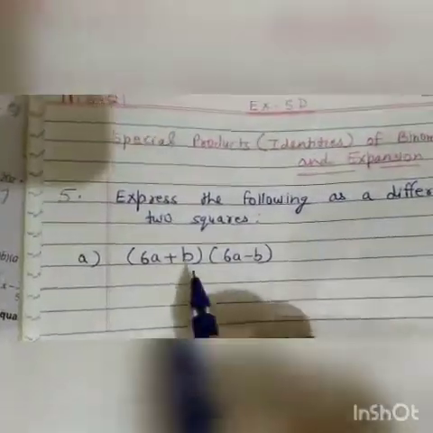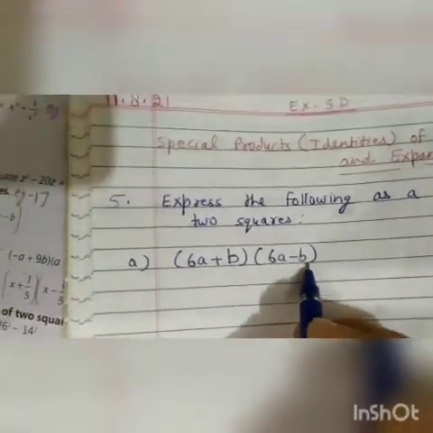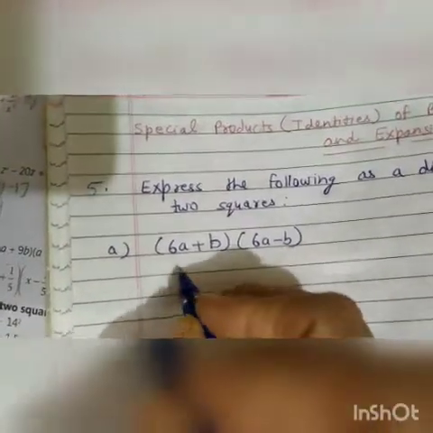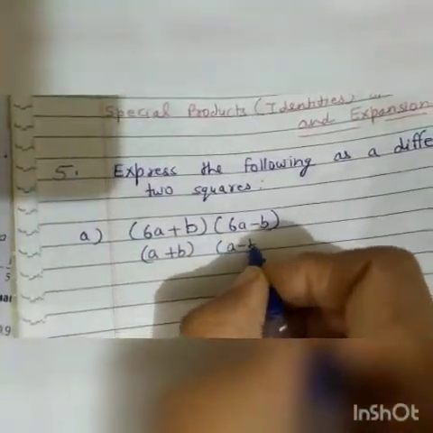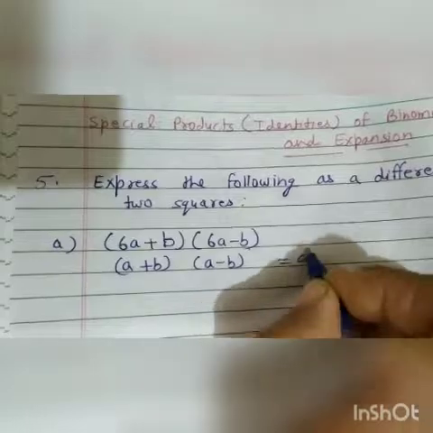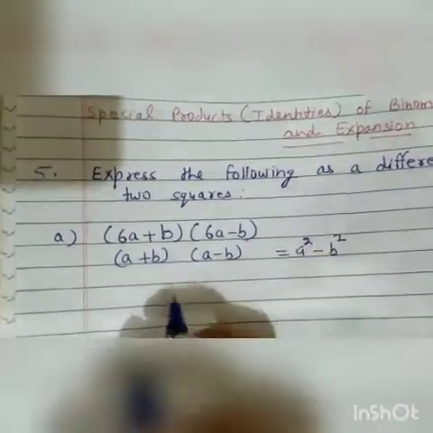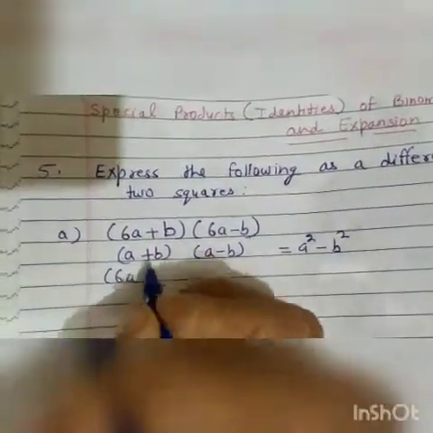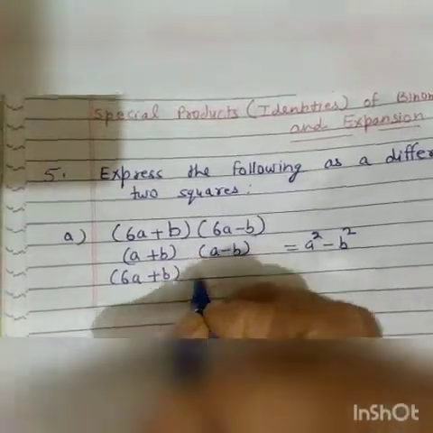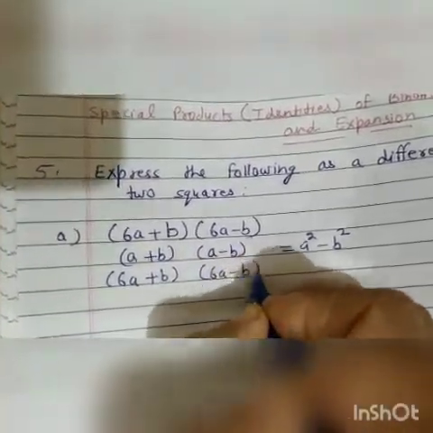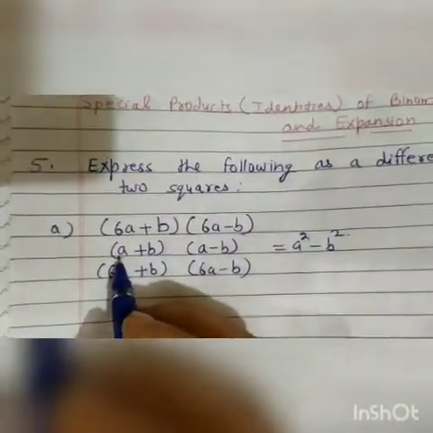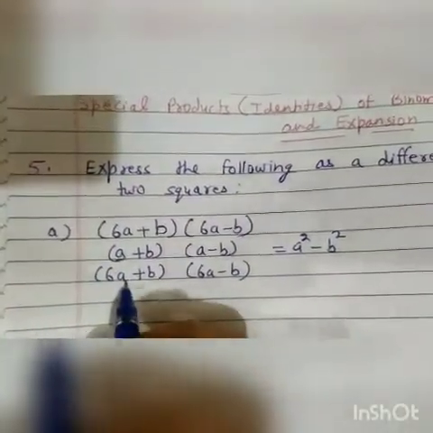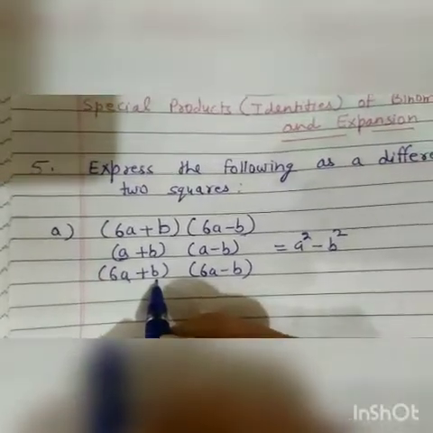So let us start. Our question is (6a plus b)(6a minus b). So students, see, our identity is (a plus b) into (a minus b) is equal to a square minus b square. Now we will write the question below this identity, (6a plus b)(6a minus b). You are noticing here that the value of a is 6a and the value of b is the same as b.